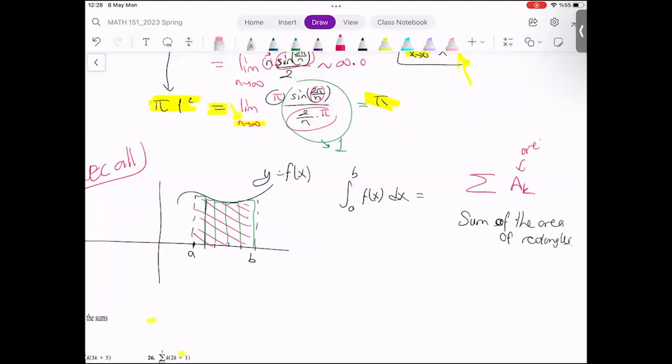This is the area of the kth rectangle. Okay, so this is a notation for the sum, writing the sum of them. So we have n many rectangles, and this is the sum of the areas of them. And right now, they are not the same. They are approximately the same. This definite integral means area under the curve.